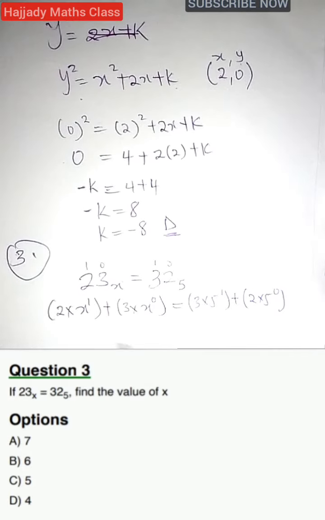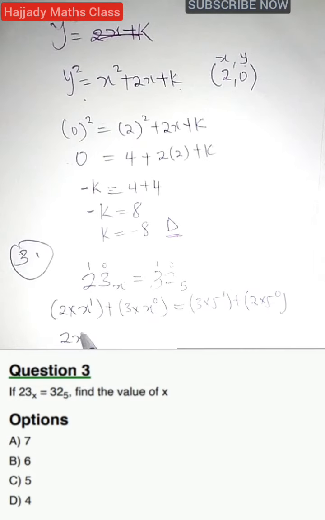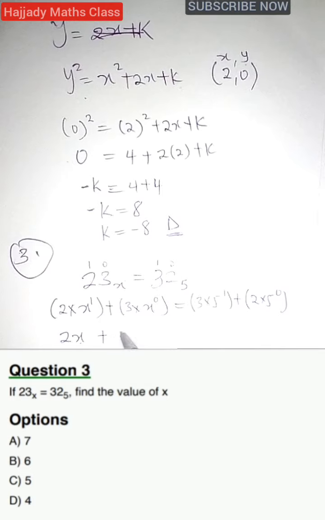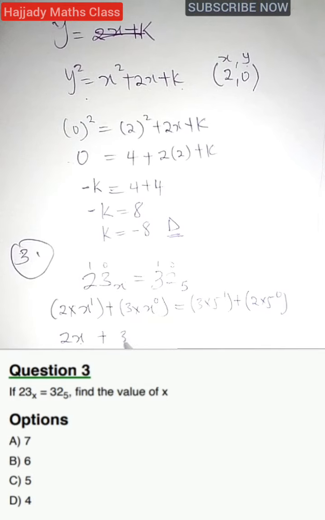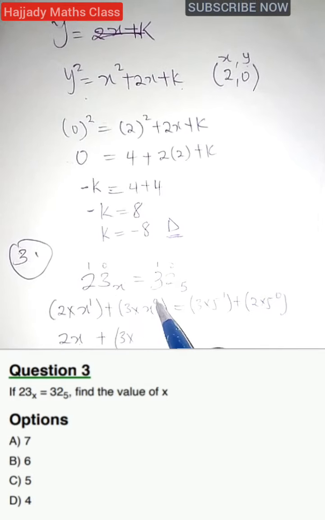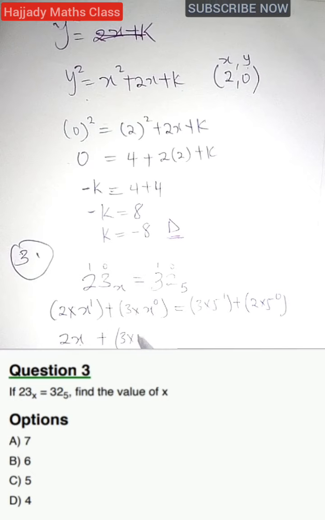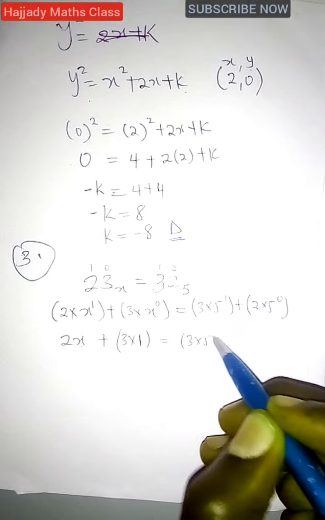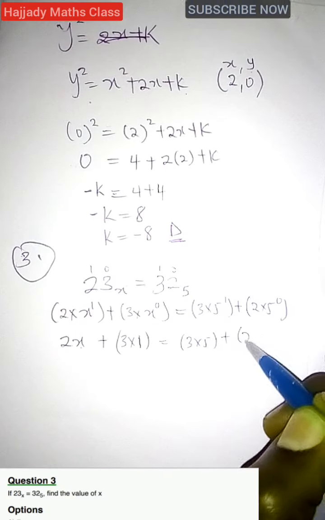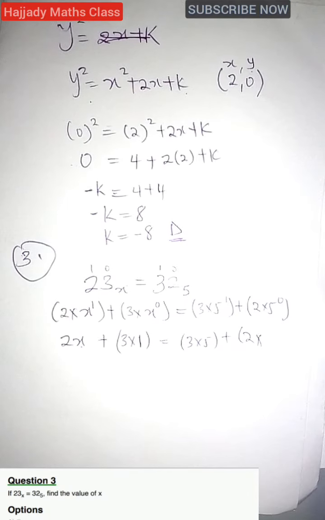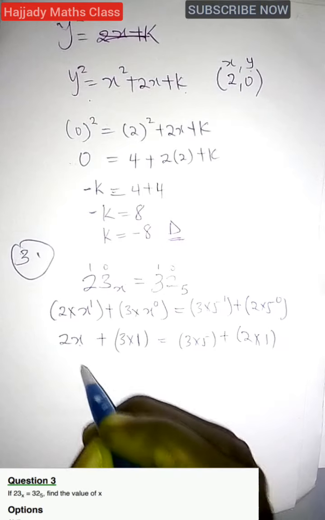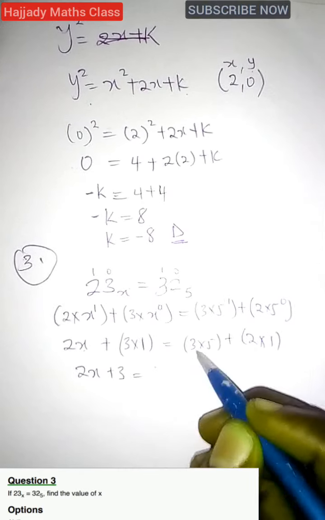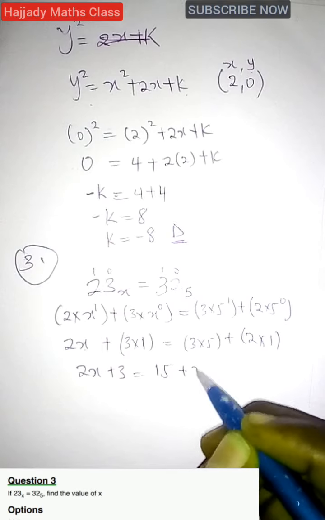Solving this further, we have 2x, since x raised to power 1 is the same as x, plus 3, because anything raised to power 0 is 1. On this side, 3 times 5 plus 2, and 5 raised to power 0 is still 1. So finally we have 2x plus 3 equals 3 times 5 gives 15, plus 2.